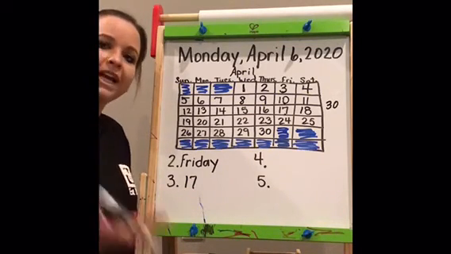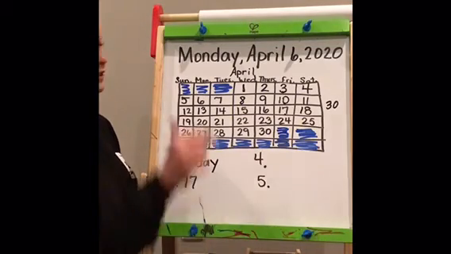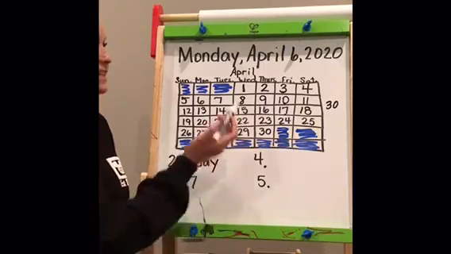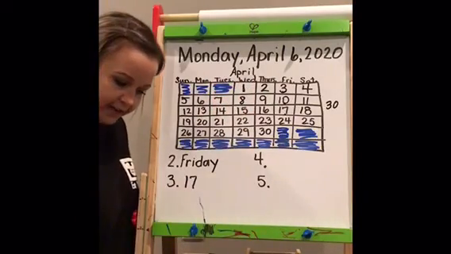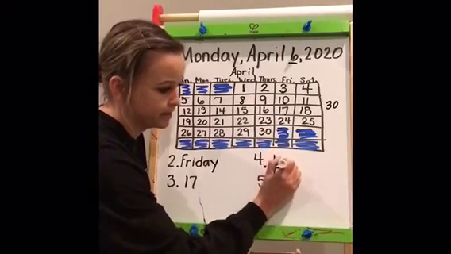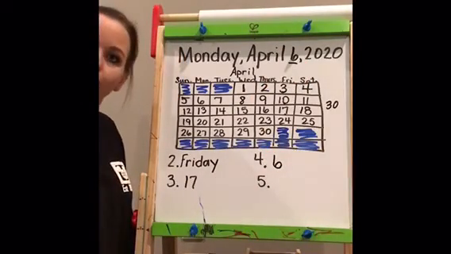Number 4 says, what is today's date? Now, if you saw up here, I actually already have it written, but it is April 6th, 2020. So it is the 6th. Put a 6 right there in the box for number 4.